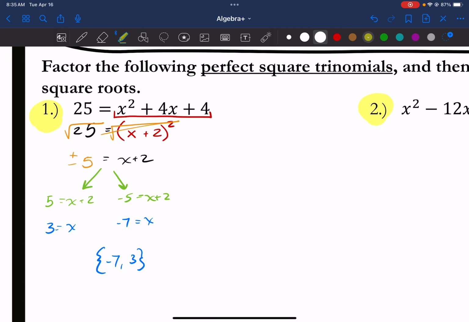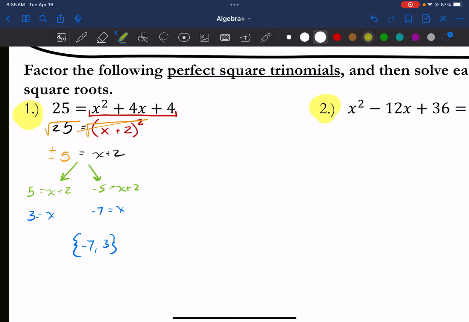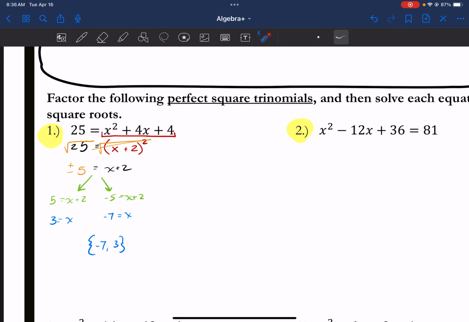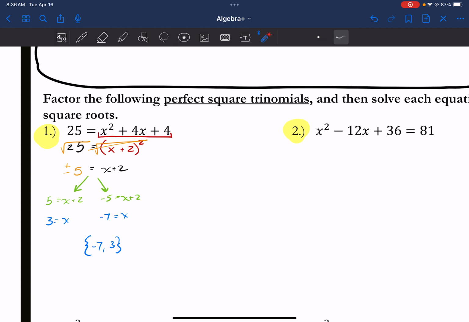Now, these are perfect square trinomials. I'm telling you that they're already set up as perfect square trinomials, so that we can factor them and then use square roots to be able to solve them. That's not always going to be the case. You can use this page to practice that with factoring and combining it with the method of square roots, but that's not always going to be the case, right? Sometimes you're going to have to create a perfect square. I'm going to show you how to do that.